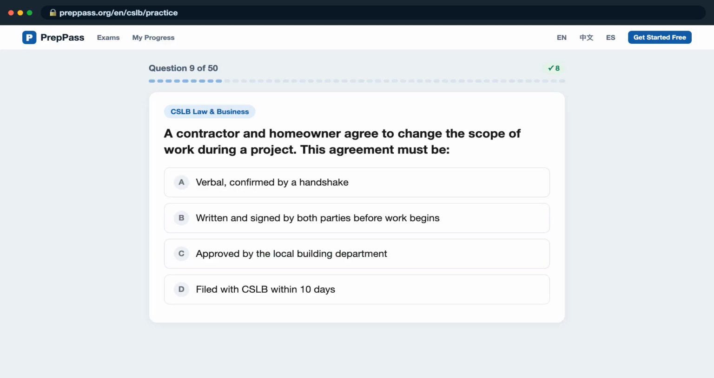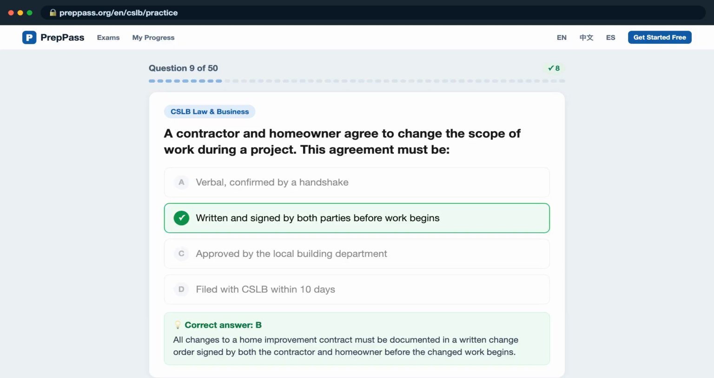Question 9. A contractor and homeowner agree to change the scope of work during a project. This agreement must be, is it A, verbal, confirmed by a handshake? B, written and signed by both parties before work begins? C, approved by the local building department? D, filed with CSLB within 10 days?